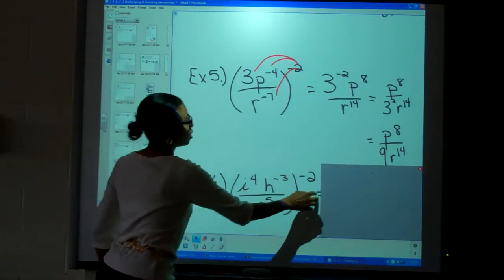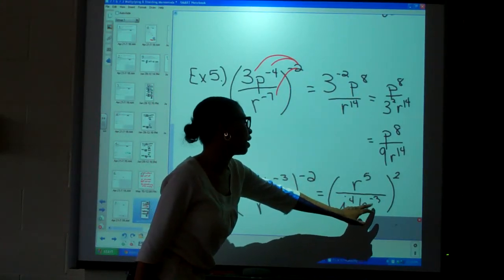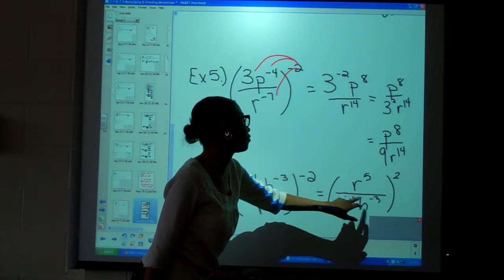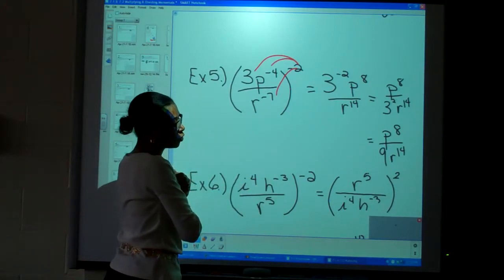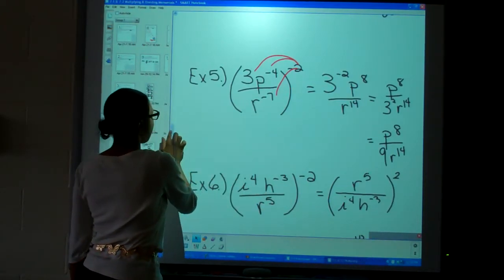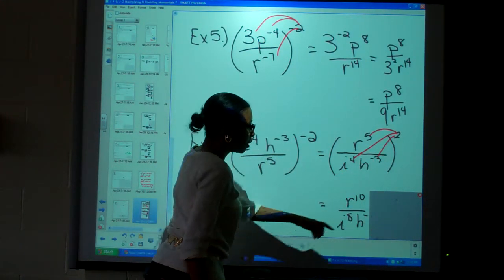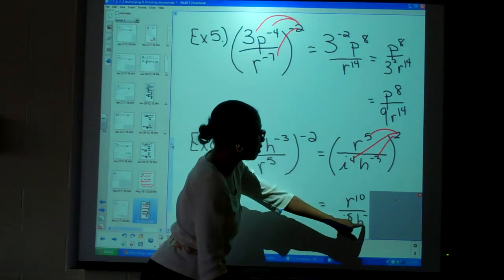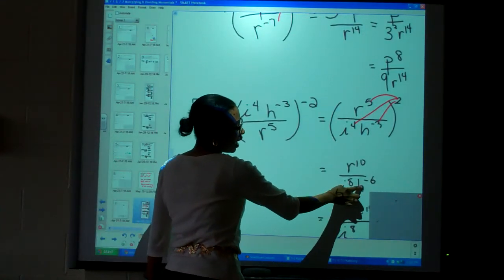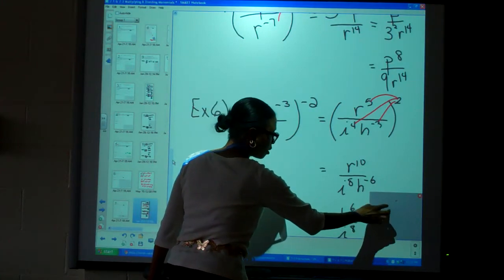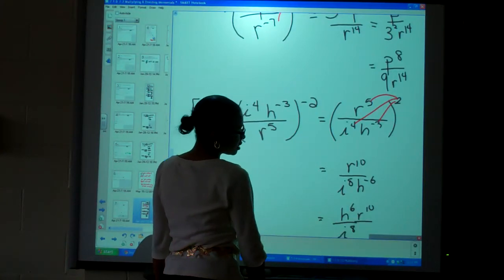Let me take that out of there. So here it is. R to the 5th divided by I to the 4th, h to the negative 3rd. Again, our exponent becomes positive now because we take the reciprocal of the entire fraction. All right, so now distributing, we have r to the 10th divided by I to the 8th, h to the negative 6th power. We don't like that negative 6, so that means that the h to the negative 6 needs to go back up to the numerator. And we're going to have h to the 6th, r to the 10th, and an I to the 8th power.